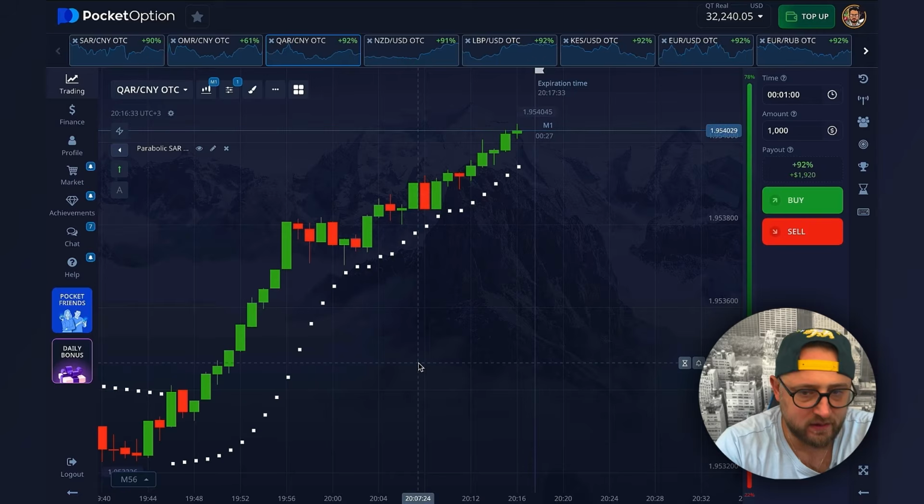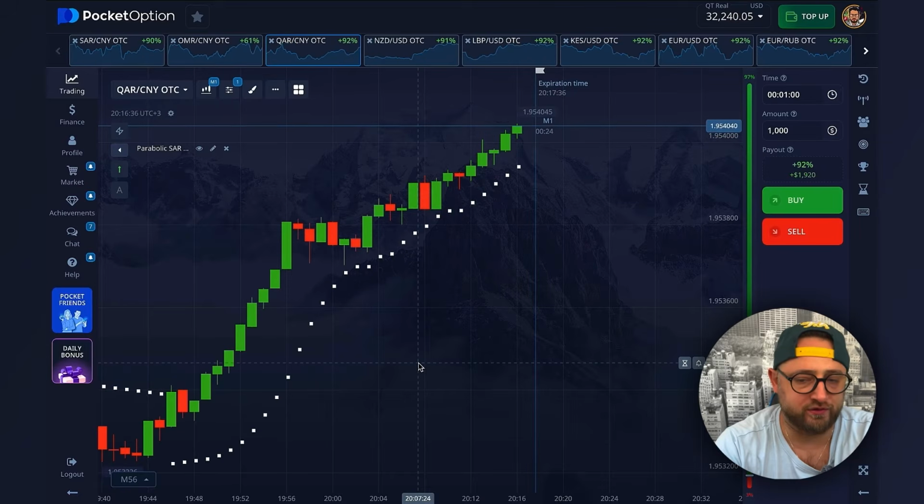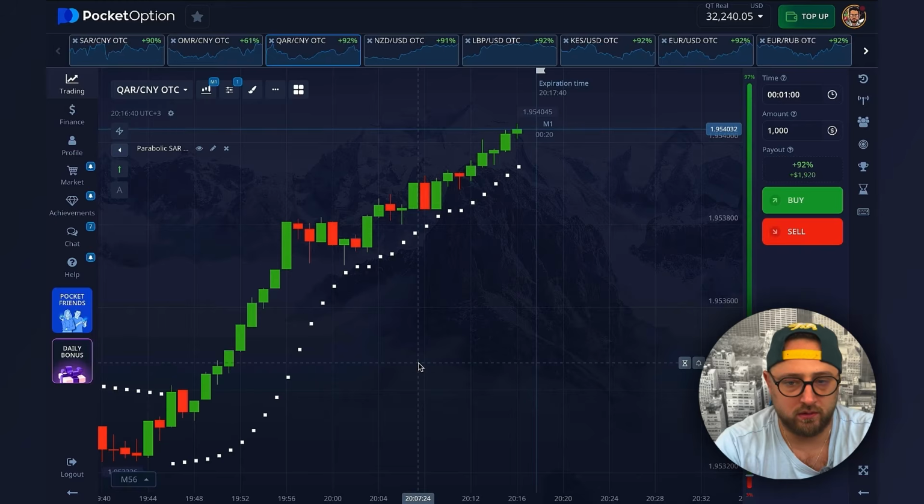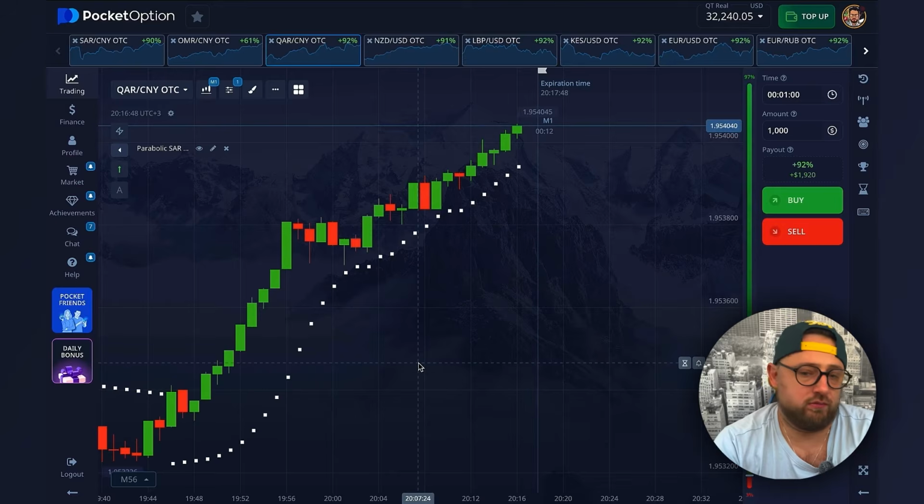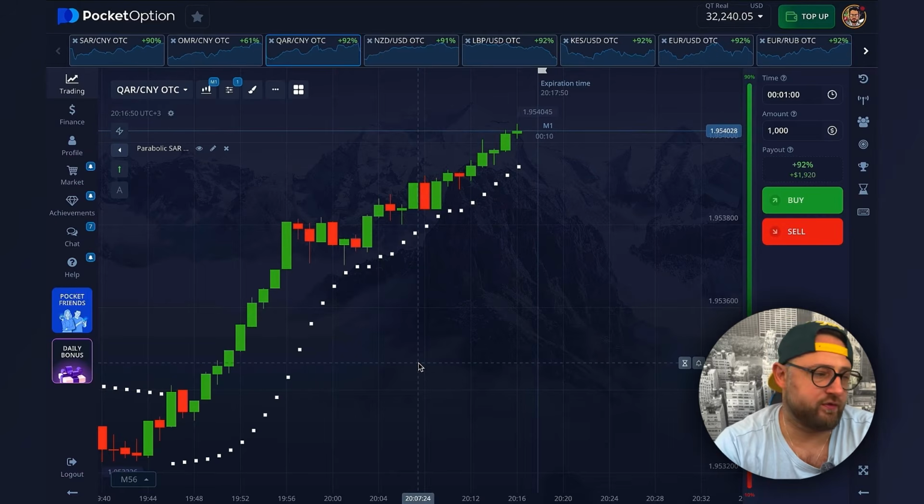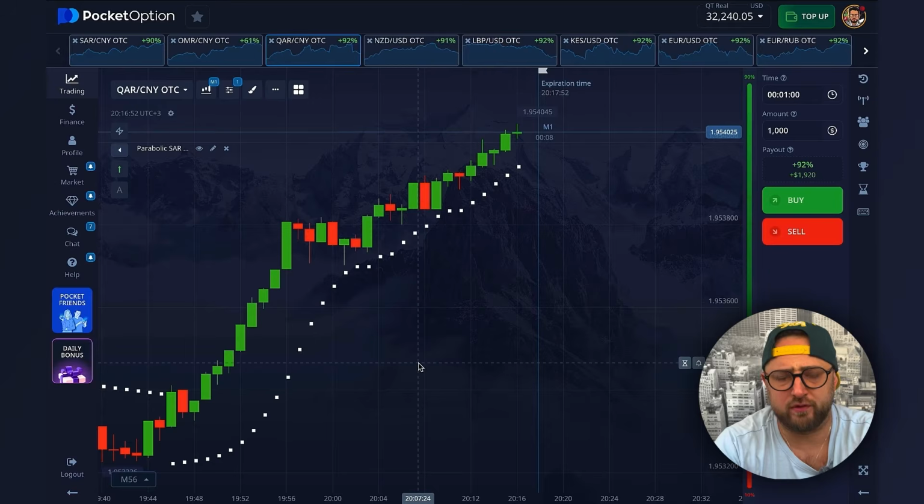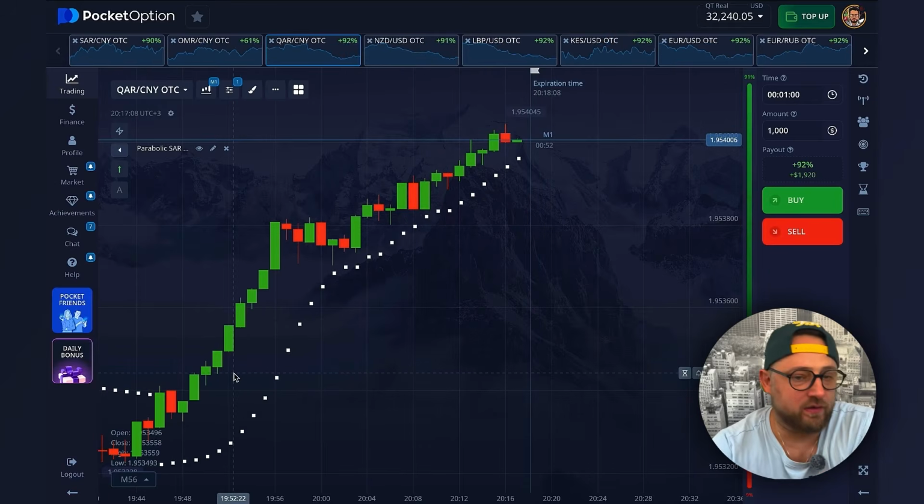Now we are seeing the dots coming closer together. That's usually a good sign. I'm just waiting for that new dot to appear above the candle, which tells me we've got a confirmed reversal. And we are ready to go short. The dots are closer and closer.